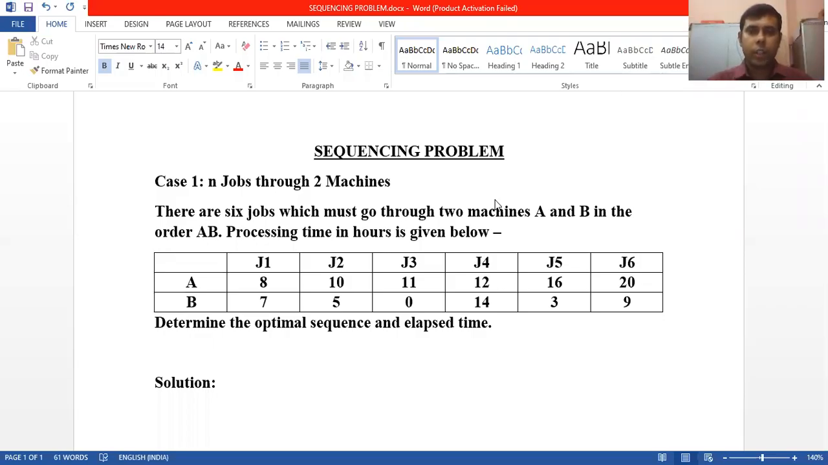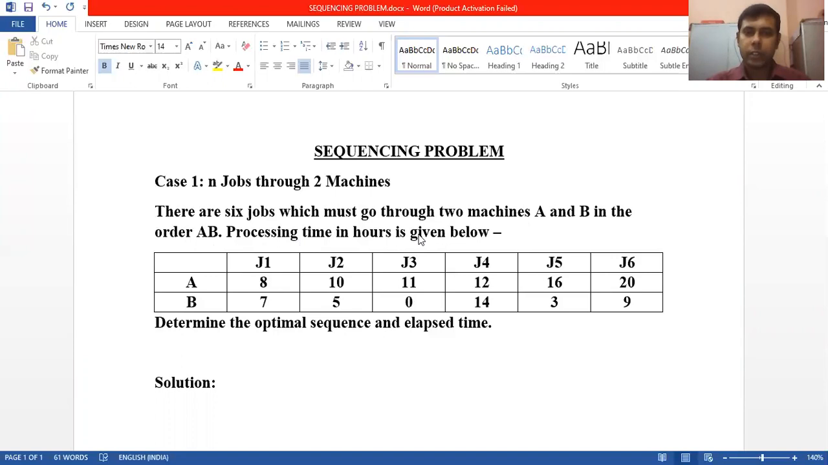Today's session will be on sequencing problem. We have 4 cases of sequencing problem, and we are starting with the fundamental case, which is case 1, where we have n jobs. All those jobs are to be processed through 2 machines. So we are bringing upon a practical case from the production floor. There are 6 jobs which must go through 2 machines, A and B, in the order AB.